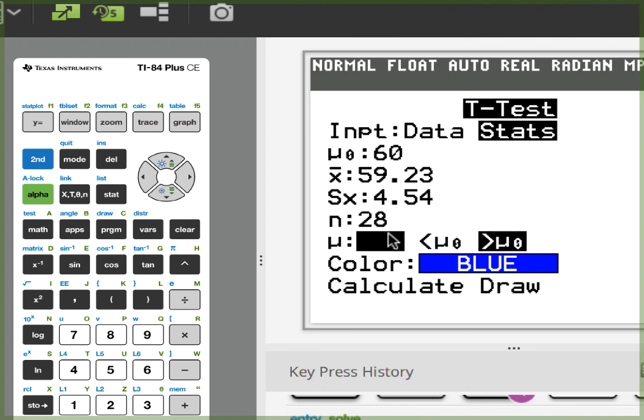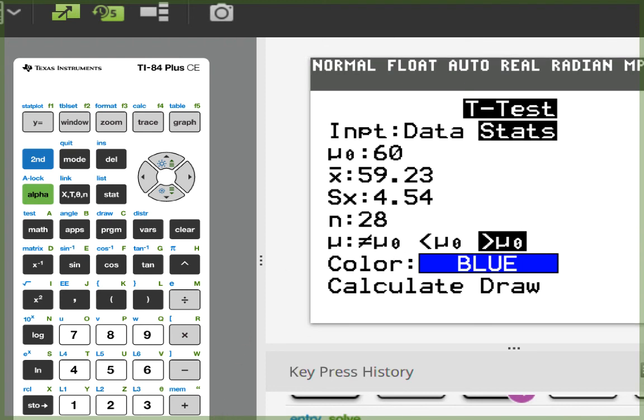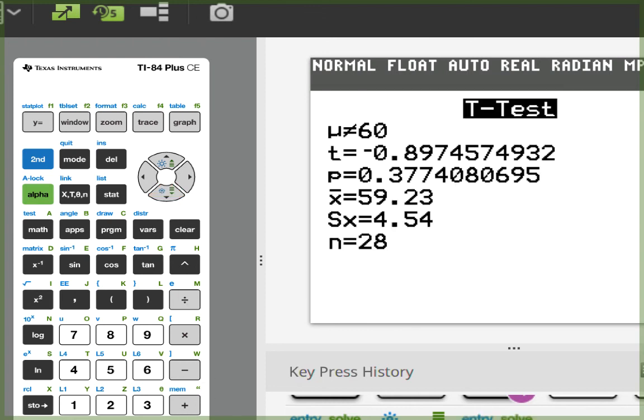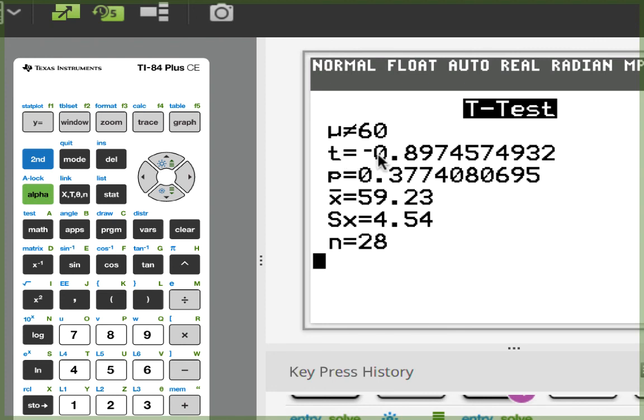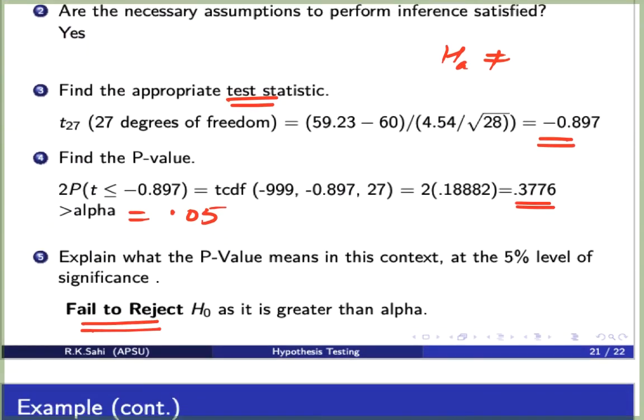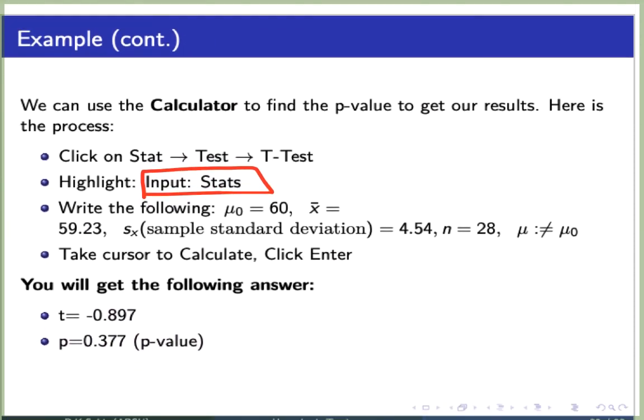N is 28. Press enter, and then it's not equal to, it's already highlighted, press enter. Take the cursor to calculate, press enter, and here you are. T is negative, that is the T value, the test statistic, because we are doing a T distribution. Negative 0.897, P is 0.377. Okay, so we got the same answer as we had done by hand, doing all the calculations, plugging in the formulas and stuff. So my recommendation to you guys, just go ahead, use the calculator, make your life simple. Okay, thank you.